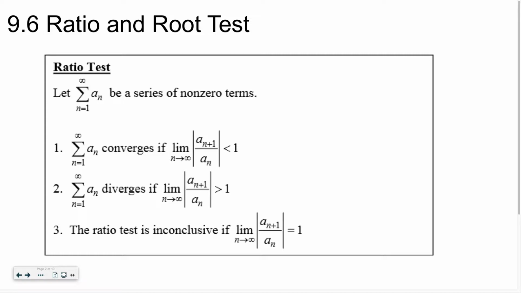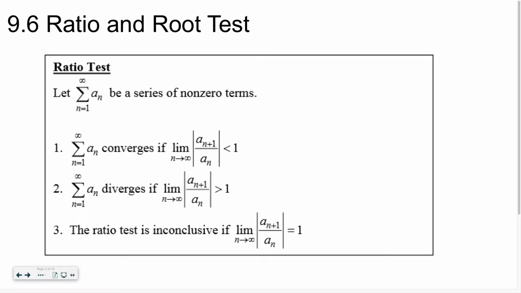Factorials don't work in a lot of our tests. They don't fit. We have a couple of tests, like the geometric test and the p-series, where they have to fit a certain model. We can't have factorials for an integral test. Limit comparison or direct comparison, it's really tricky to get a factorial to work in there.